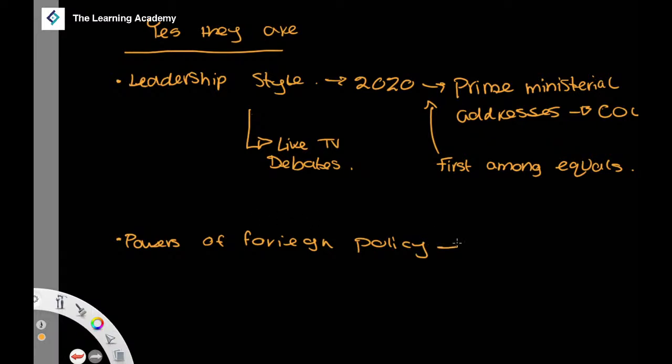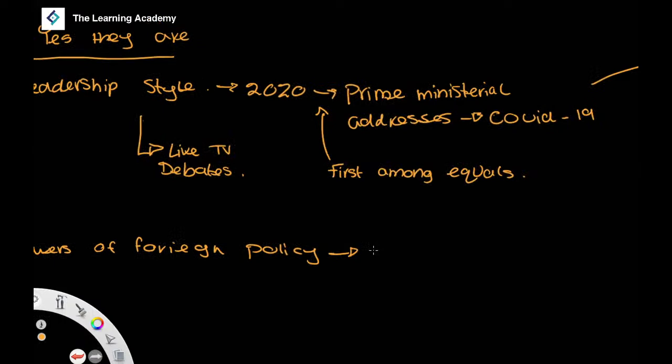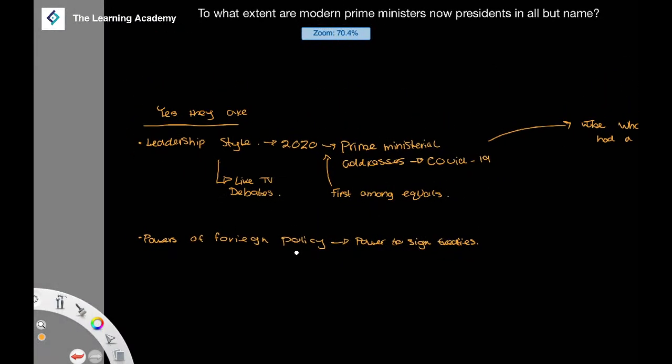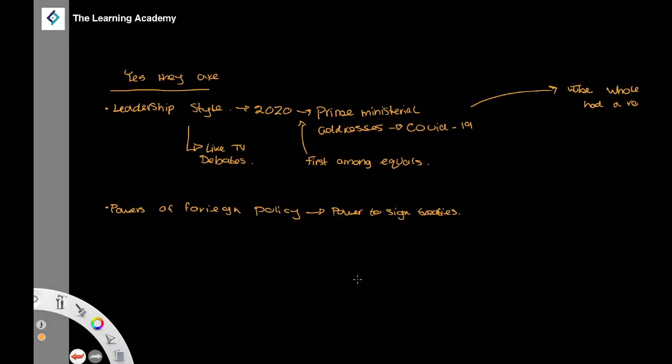Okay, so, I keep doing that. I'm trying to draw an arrow, but it just makes it look funny. Right, there we go. So we have the power to sign treaties, which you could definitely argue suggests that prime ministers are very similar to presidents in that regard. They both have the same kind of foreign policy powers.